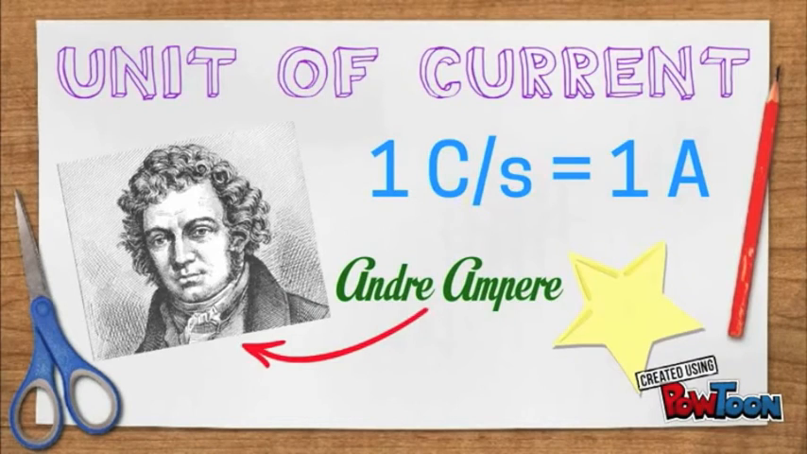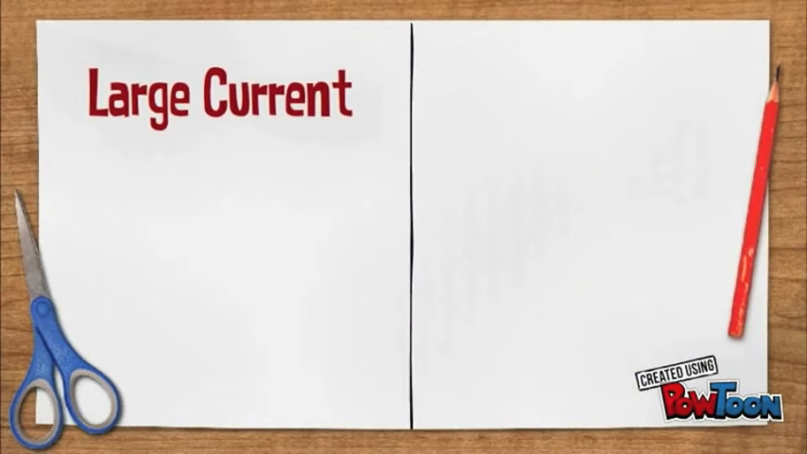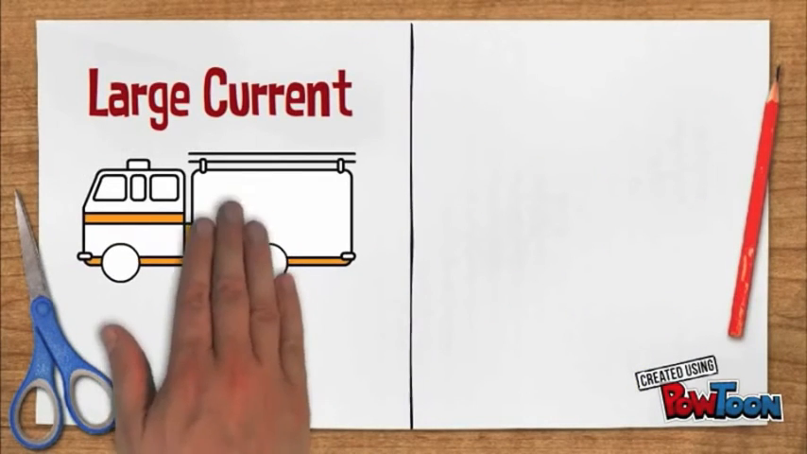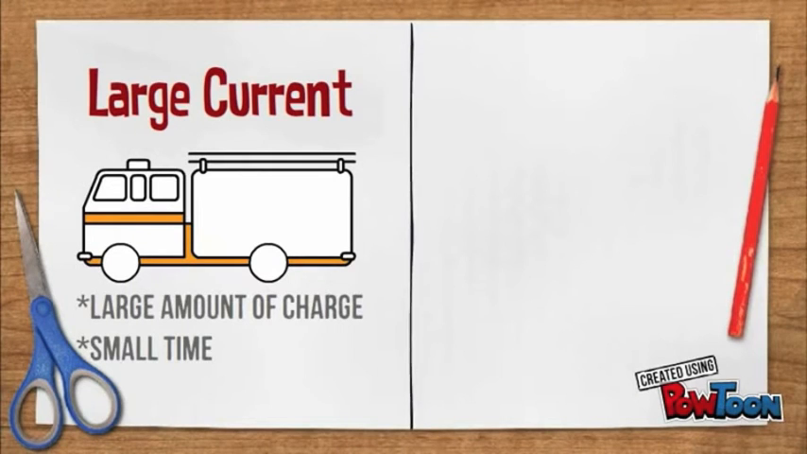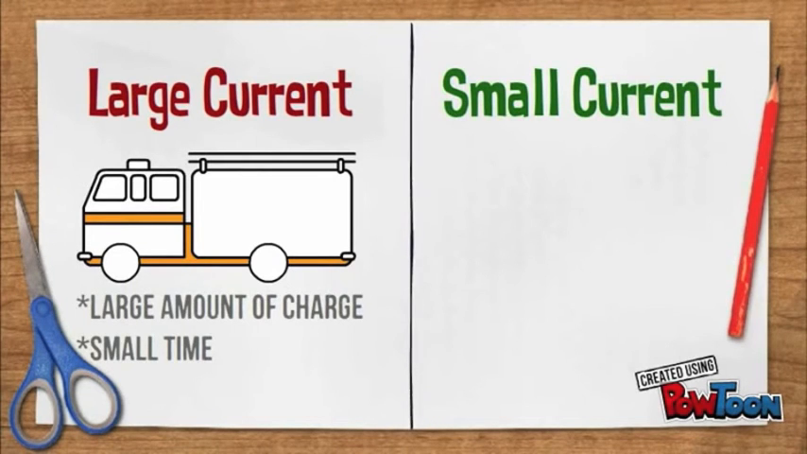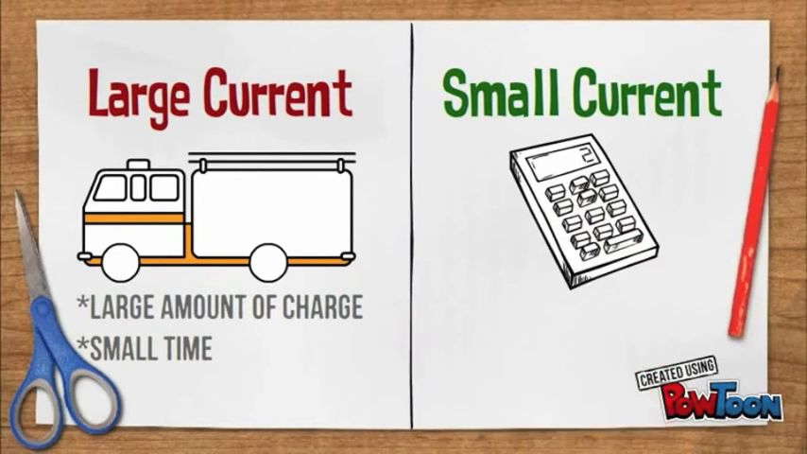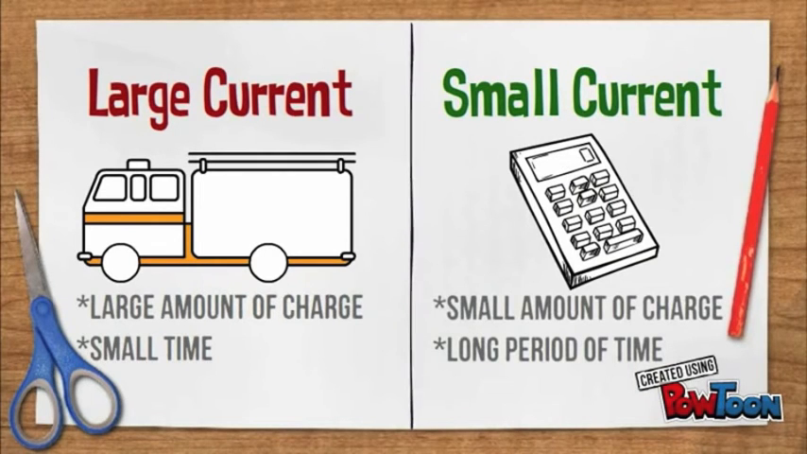André-Marie Ampère. A large current, such as that used to start a truck engine, moves a large amount of charge in a small time, whereas a small current, such as that used to operate a handheld calculator, moves a small amount of charge over a long period of time.